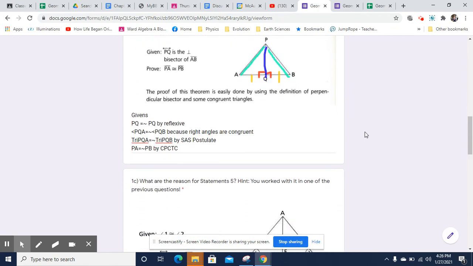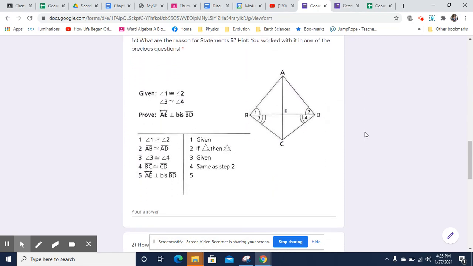So let's take a look here. One of those is going to come into play here. Angle 1 is congruent to angle 2. Angle 3 is congruent to angle 4. And we have line AE. We're trying to prove that AE perpendicularly bisects BD. So this is the line AE, which goes on forever. It doesn't just stop here. That's why it's got those arrows. It is the perpendicular bisector of BD.